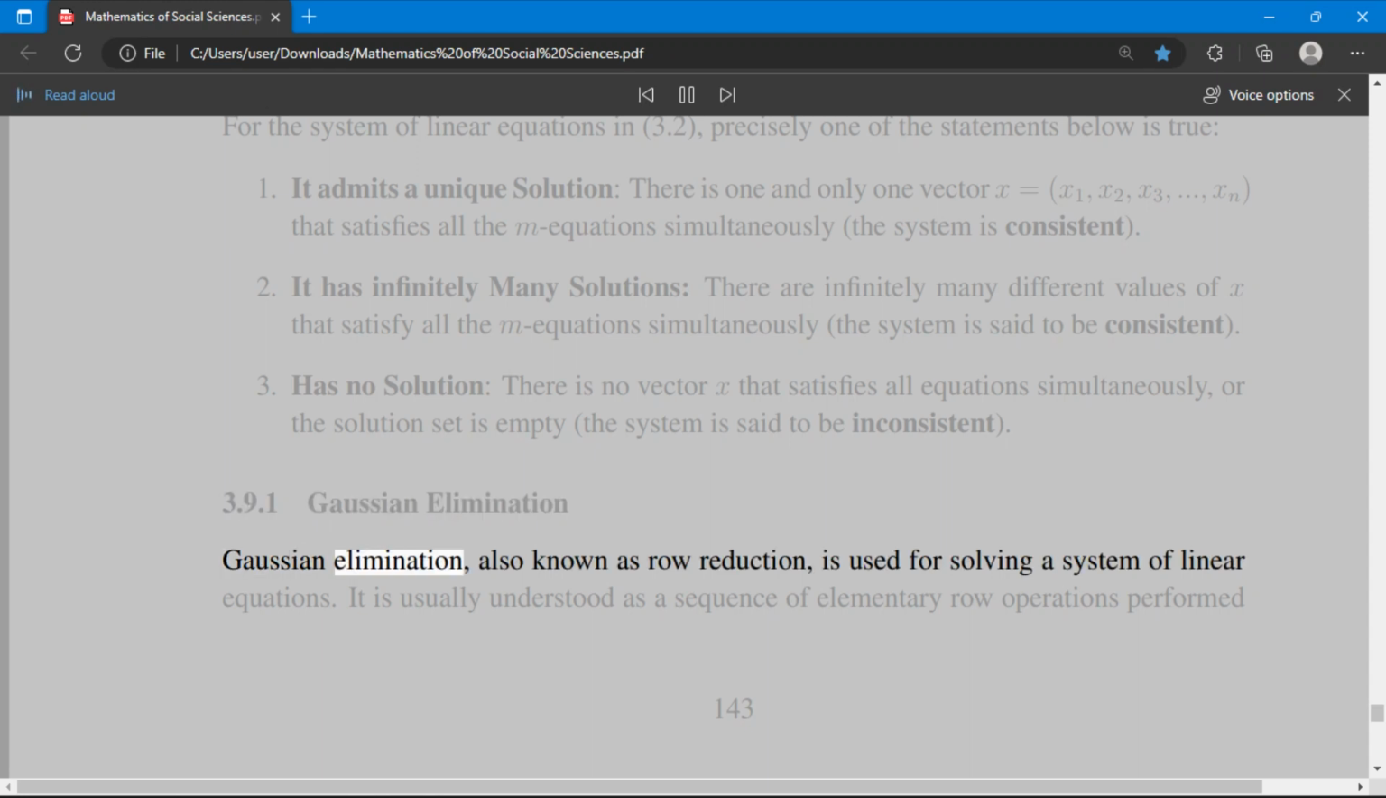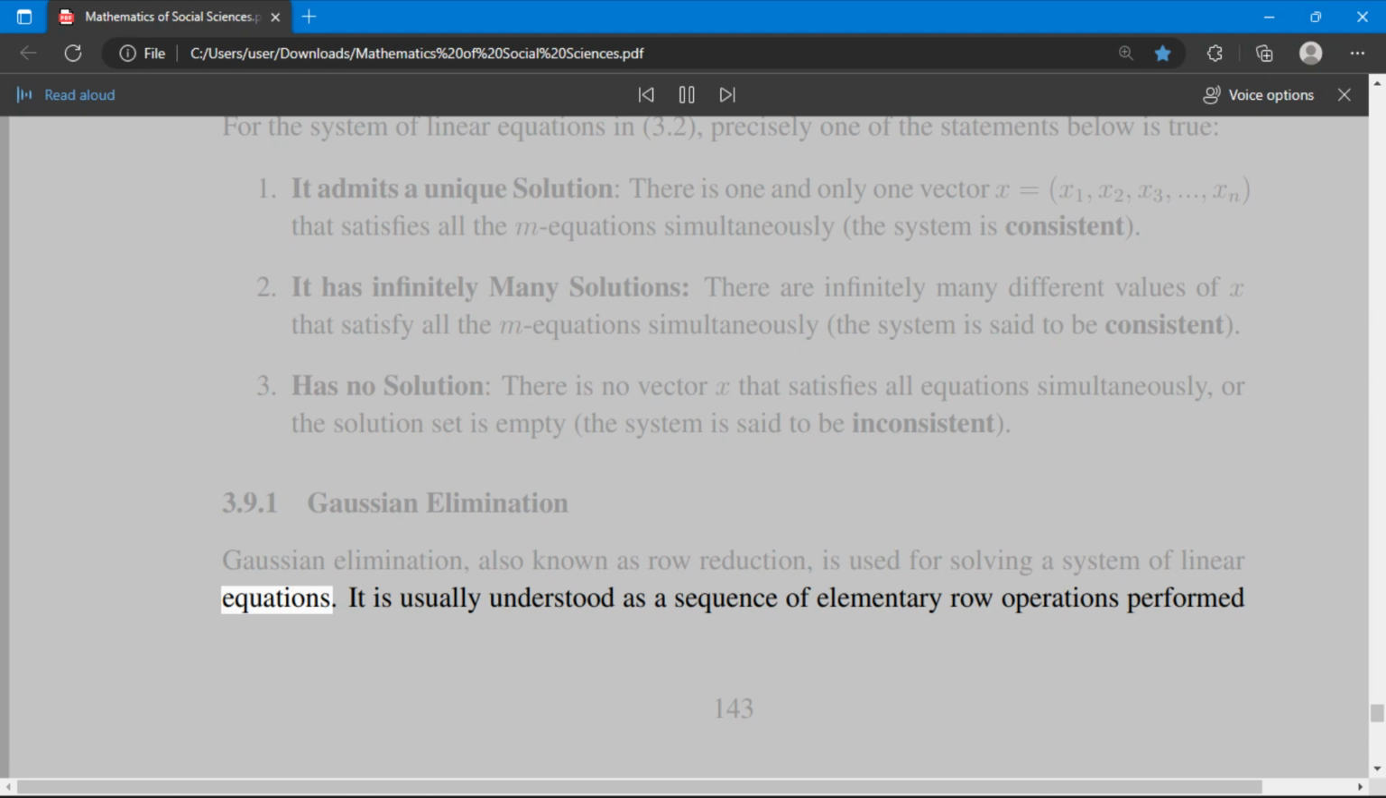3.9.1 Gaussian elimination. Gaussian elimination, also known as row reduction, is used for solving a system of linear equations. It is usually understood as a sequence of elementary row operations performed.